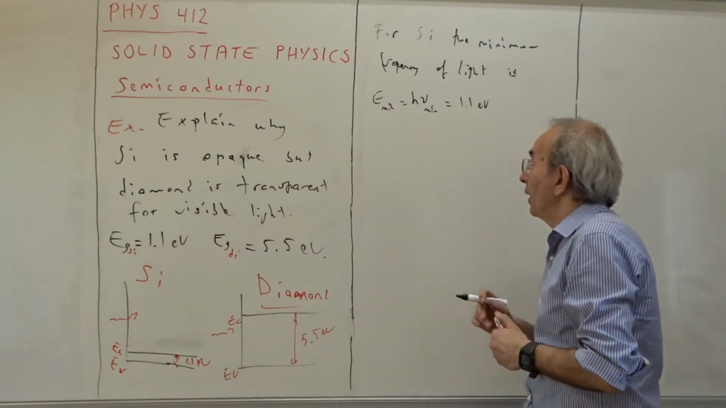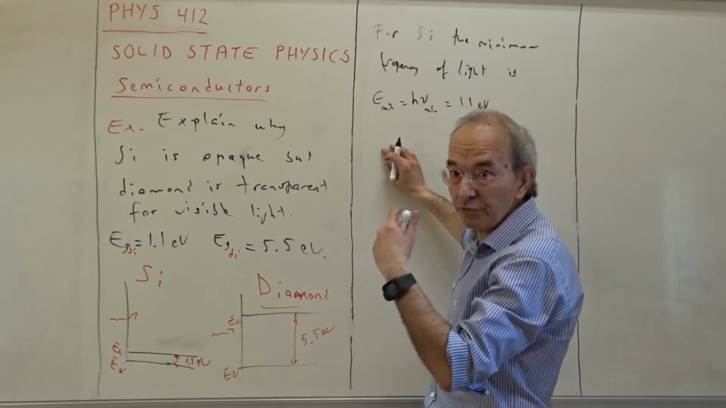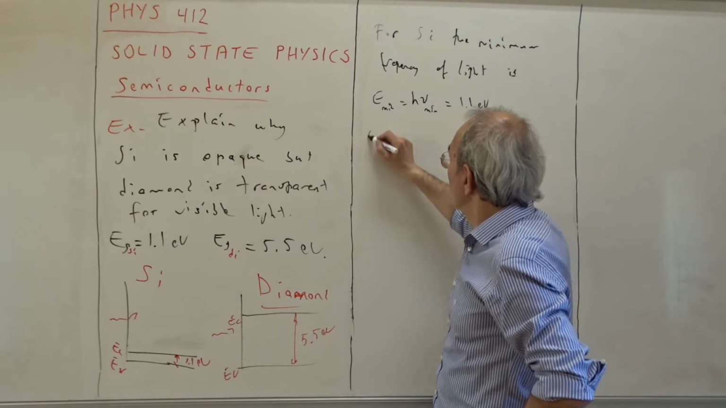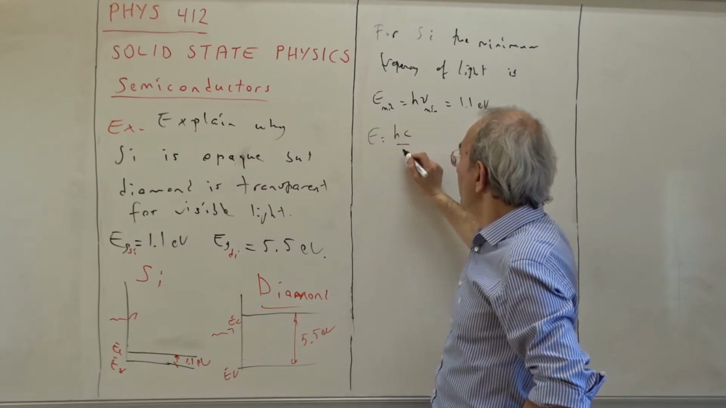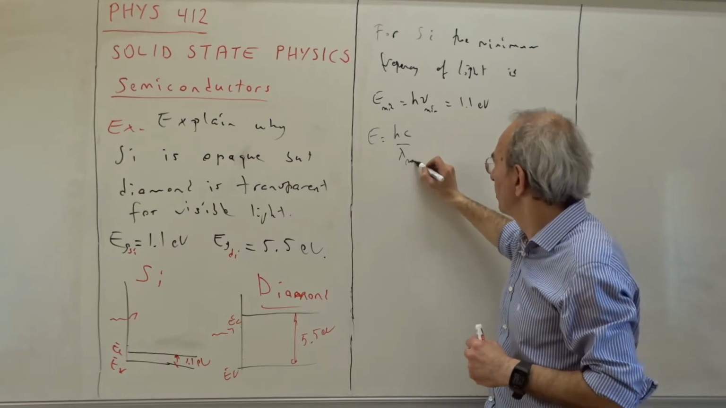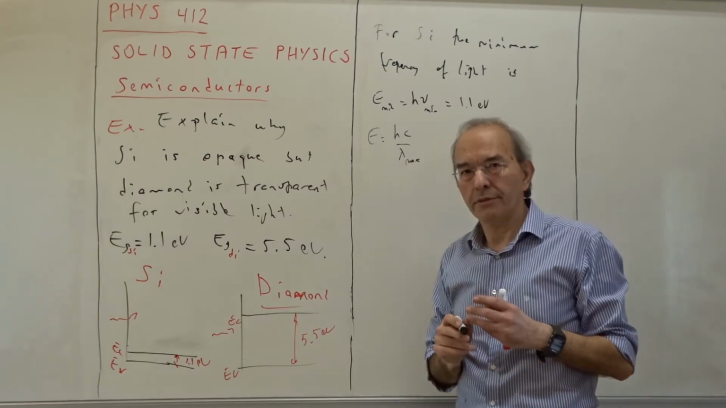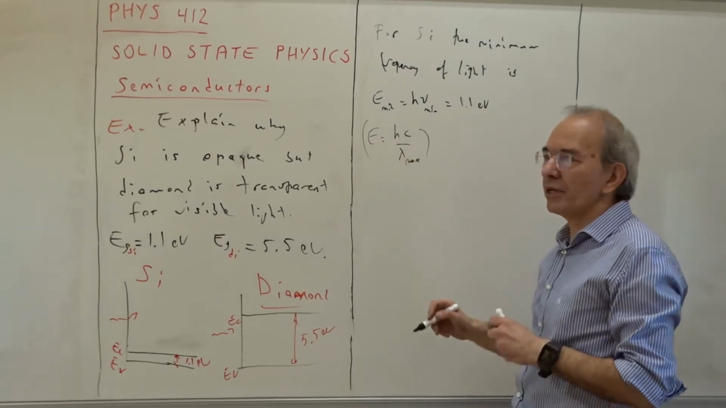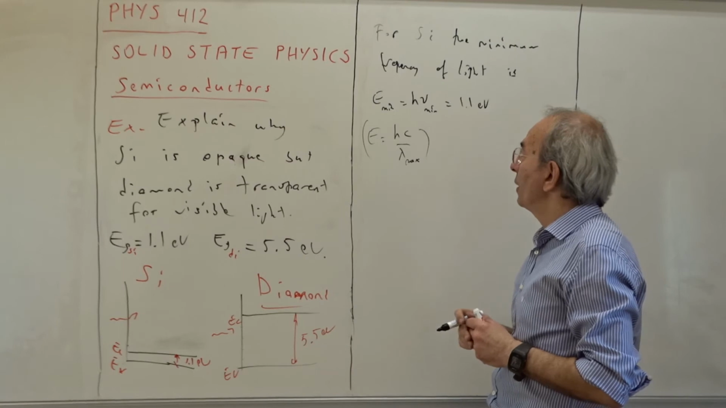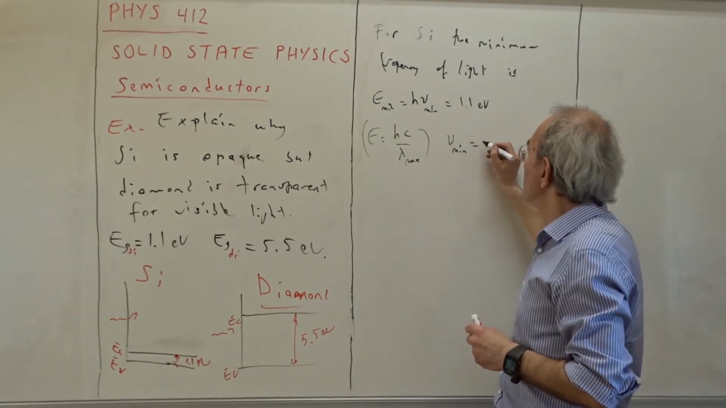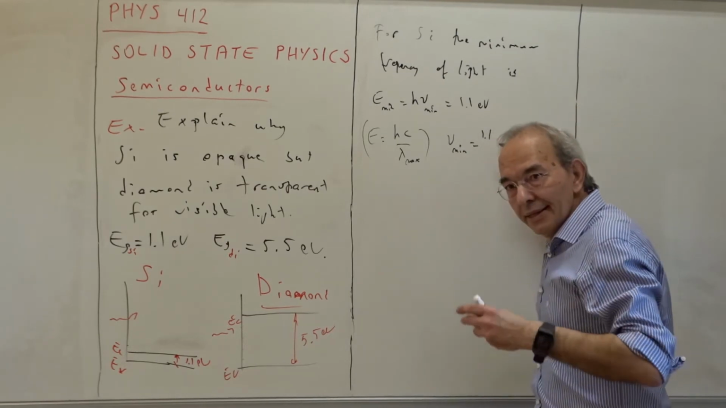For the case of lambda, for instance, E is equal to, remember, also hc over lambda. But if nu is minimum, lambda should be maximum. This is also applicable. Now in this case, this is something aside. Now use this first equation. Nu min is just 1.1 electron volt.